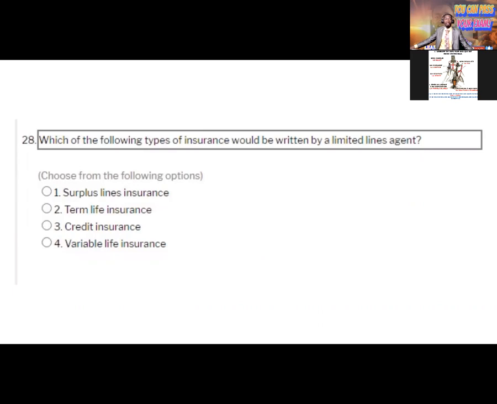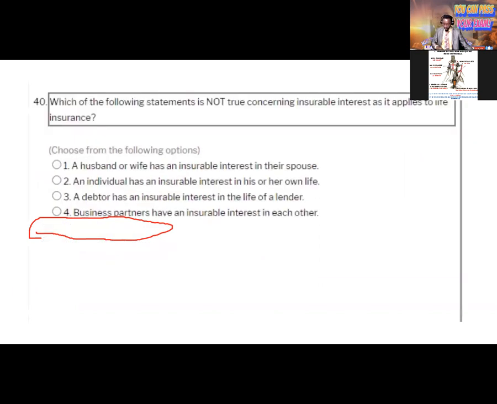Let's go with the next one. Four, variable life insurance. Oh yeah, you need to be fully licensed, not limited line. So therefore, in this one, the limited line will apply to credit life insurance. All the other ones, you need to have a full license. Okay, good. Moving along. Next, let me clear that out. As you know, next question.